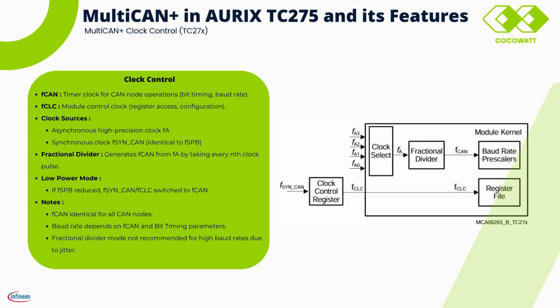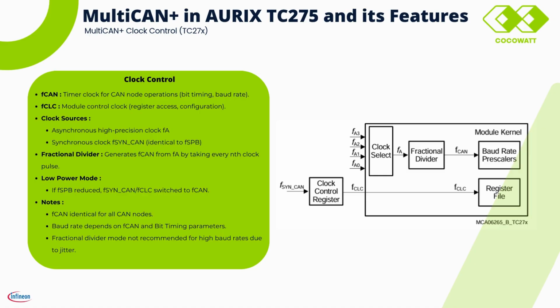Clock control for the MultiCAN Plus module. The FCAN is a timer clock responsible for CAN node operations like bit timing and setting the baud rate. This is crucial for ensuring accurate data transmission across the network. Next, we have FCLC, the module control clock. It is vital for things like register access and configuring the module settings. Think of it as the clock that keeps everything synchronized and running smoothly.